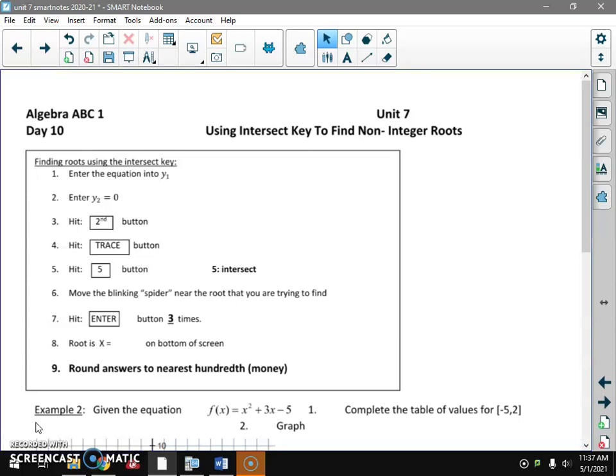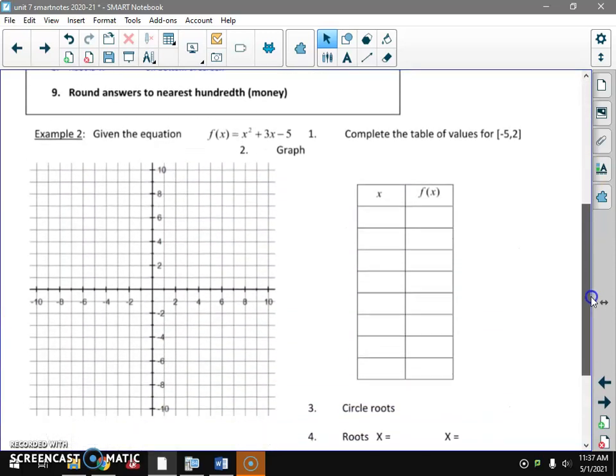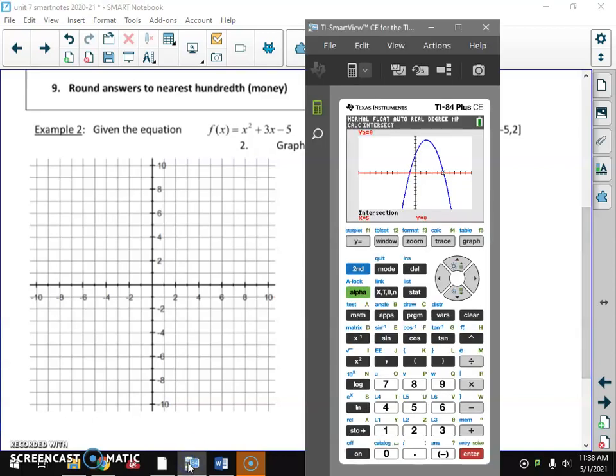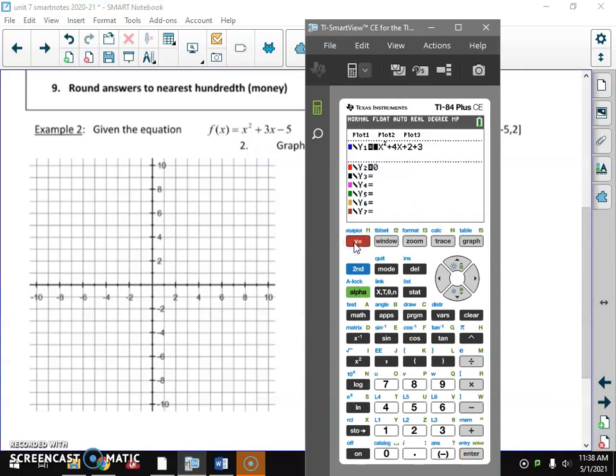All right, so we got an example here. We're going to graph that. We're going to find the sweet spot, plot the points, and find the intersect. We can ballpark it off our graph, but we'll use the calculator to find it exactly. So, first question we always ask is, is it y ready? In this case, it most certainly is. X squared plus 3x minus 5. Hit graph. Y2, I still have 0.